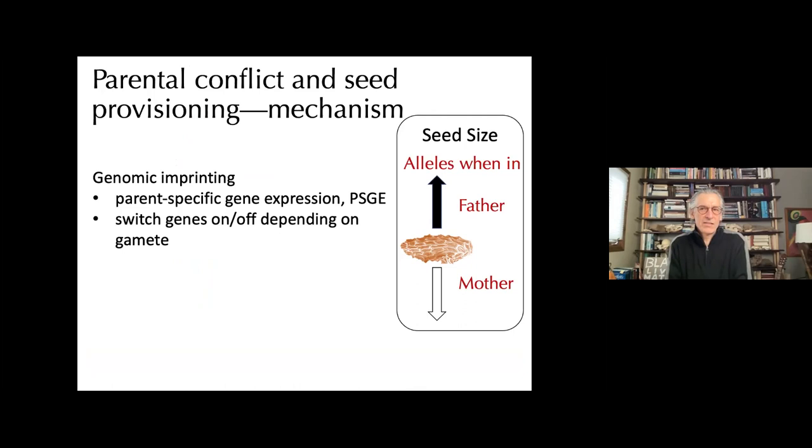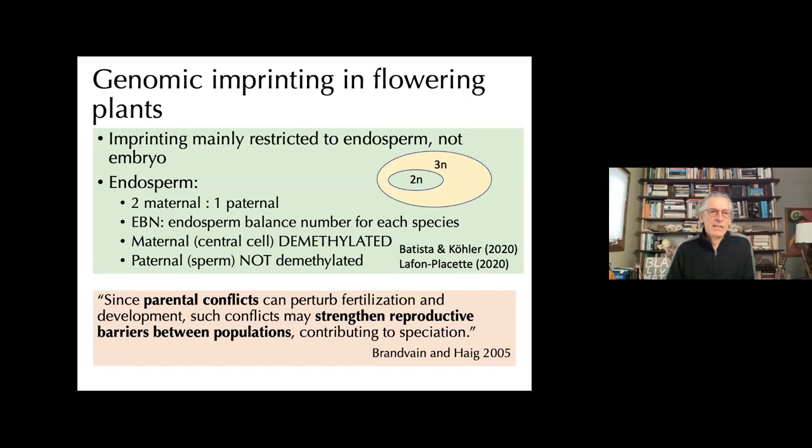It can happen by genomic imprinting, where an allele is expressed or not expressed, depending on whether it's in the sperm or the egg. So this is an example of parent-specific gene expression, and genes are turned on or off depending on the gamete. This imprinting in flowering plants occurs, interestingly, mostly in the endosperm and not in the embryo. And the endosperm, you might remember, is that tissue that feeds the offspring. The endosperm has two parts maternal and one part paternal. That is two maternal haploid genomes and one paternal haploid genome.